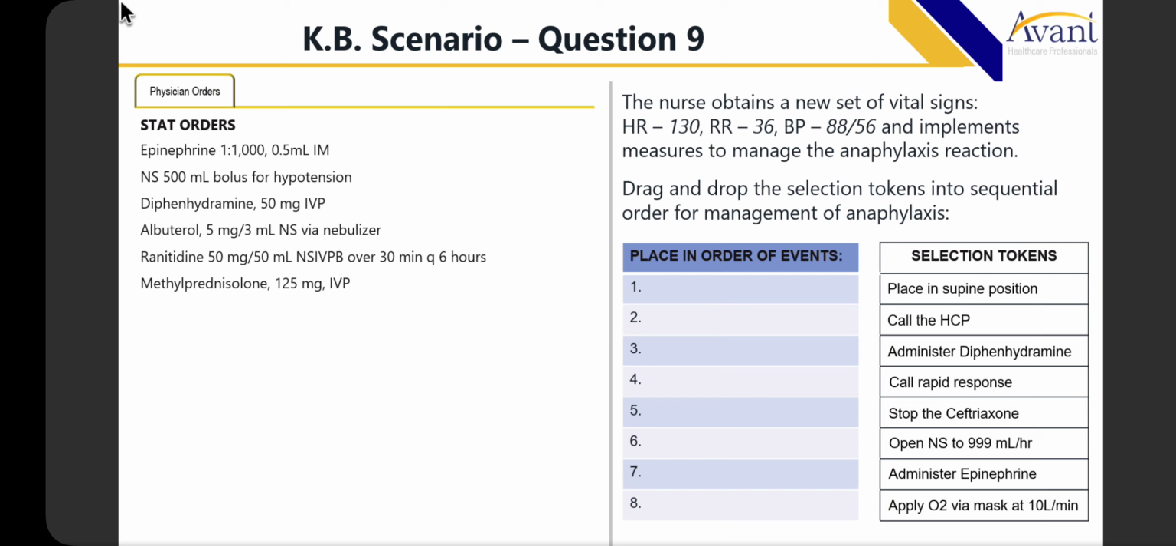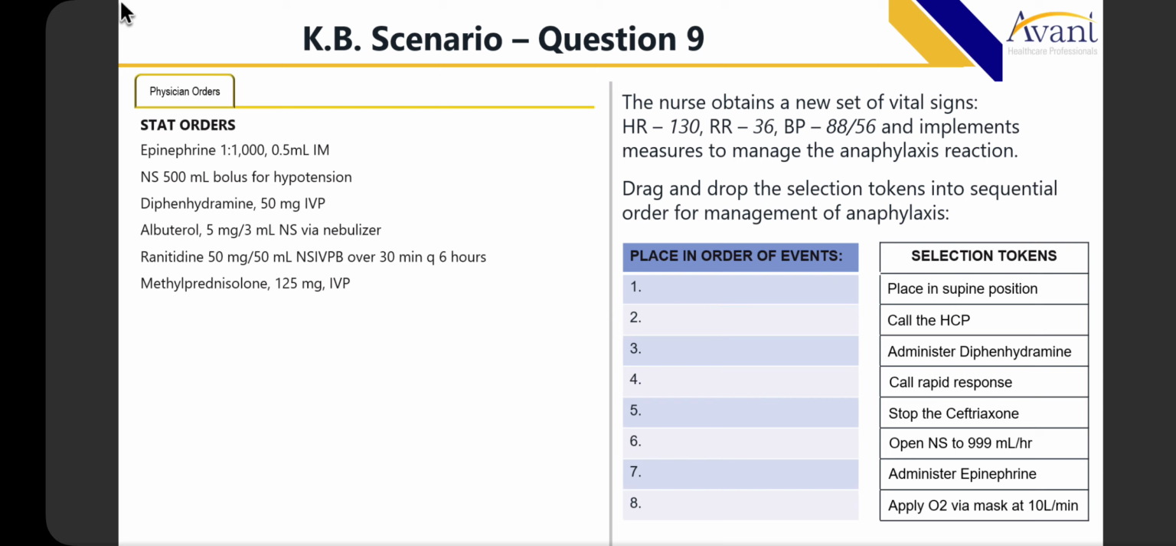So now the nurse obtains a new set of vital signs. Heart rate right now is 130. Respirations is 36. The blood pressure is 88 over 56 and implements measures to manage the anaphylaxis reactions. So we know the patient's having anaphylaxis and is going into shock. And the big key for shock is that BP of 88 over 56, okay? We see the heart rate is tachycardic and his respirations is very fast.